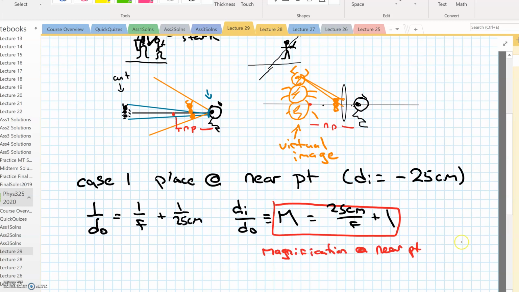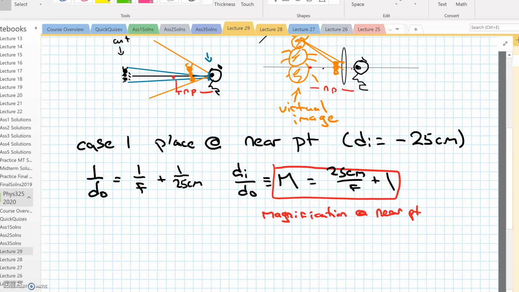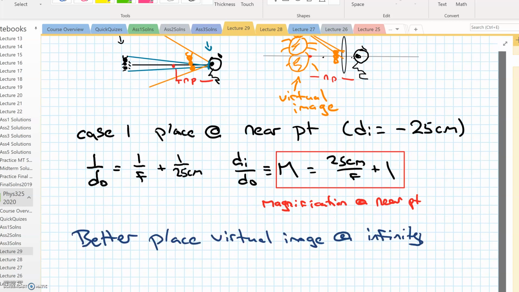But as you may have tried last lecture, if you place something very close to the near point, it's very hard on your eyes. Your eyes are constantly straining to bring the image into focus. So a better solution is to place the image at infinity. Place the virtual image at infinity. And effectively what this means is your eyes do not have to strain. They're perfectly relaxed and they still form an image.